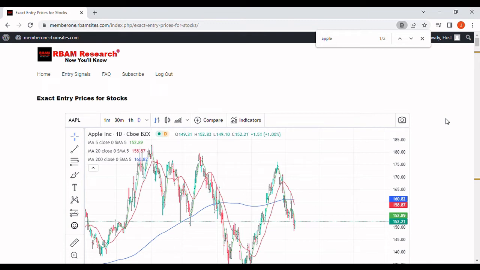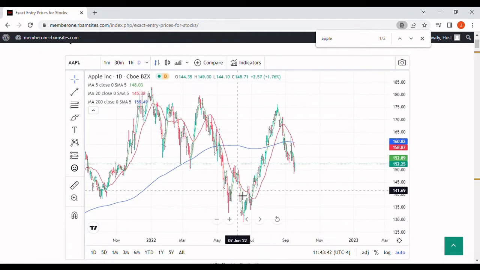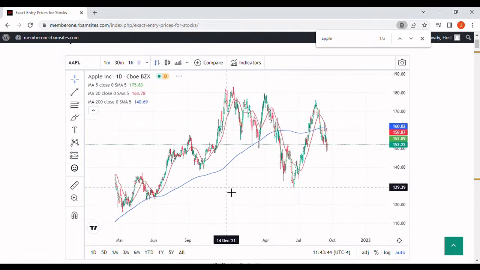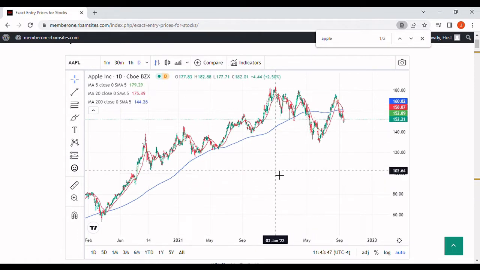We're going to do a brief video on AAPL, Apple stock analysis, and we've got a daily chart on here for you of Apple. We have a 5-day moving average in green, a red 20-day moving average, and a blue 200-day moving average. Let's take a look at this stock real quick from a longer term.